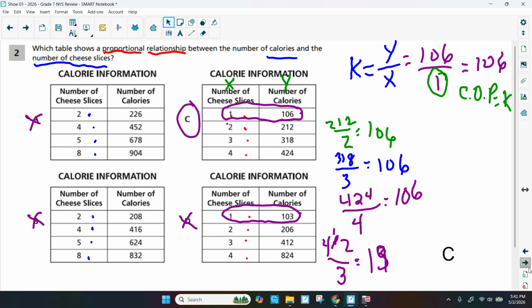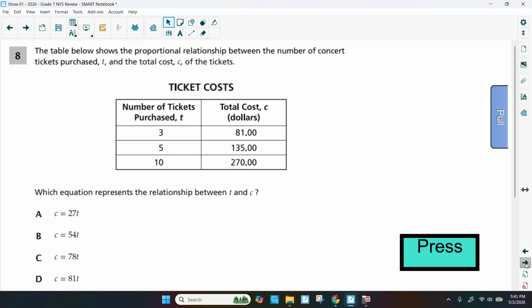All right, let's keep moving. The table below shows the proportional relationship again. All right, okay, must be something they like about proportions in 7th grade. So the table below shows the proportional relationship between the number of concert tickets purchased T and the total cost C of the tickets. So which equation, we're looking for an equation, represents T and C?